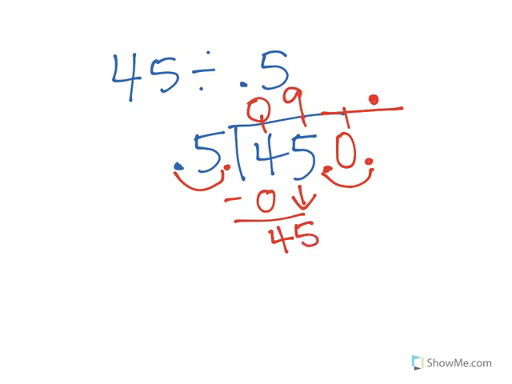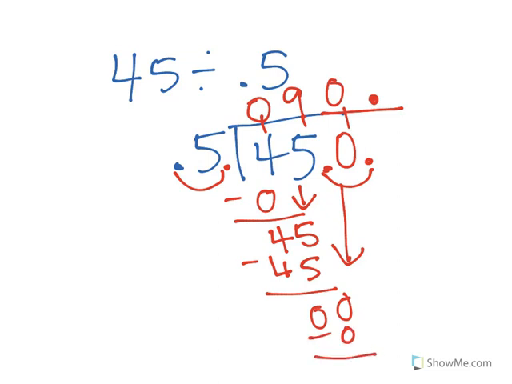5 goes into 45 9 times. 9 times 5 is 45. I subtract, I get 0. Can I stop there? No, I have one more digit I have to take care of. So 5 can't go into 0, so 0 times 5 gives me 0. And now I'm finished because I moved all the way to the decimal point. My final answer is 90.